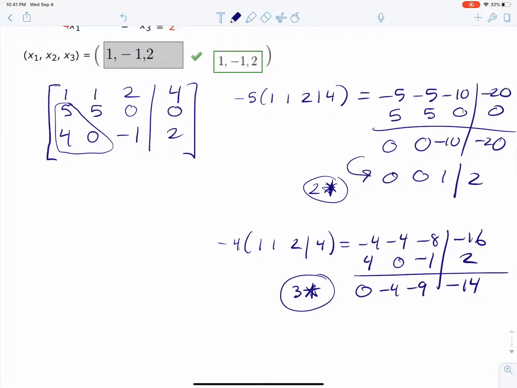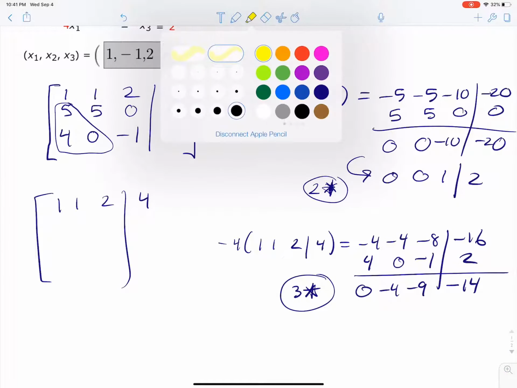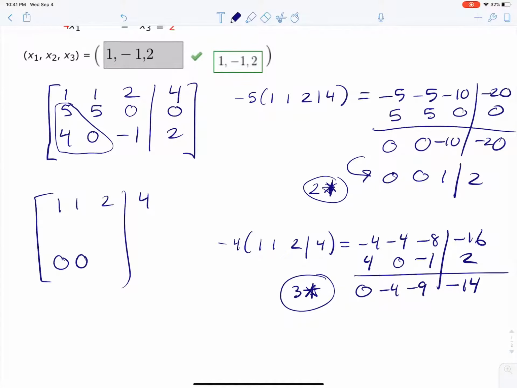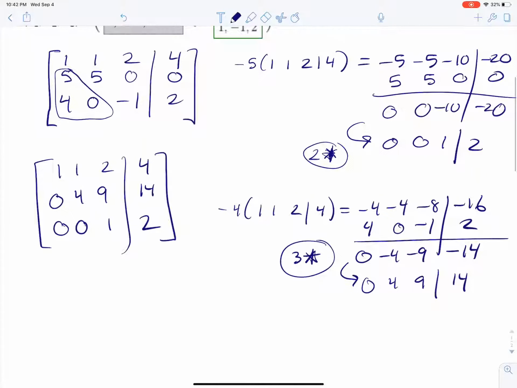I'm going to rewrite the matrix. 1, 1, 2. Oops, messed that line up. I'm going to switch the rows. I'm going to do this 1, 1, 2, and then I'll do 0, 4, 9, 14. I can at least multiply this by negative 1, right? So now I see how I switched rows 2 and 3 because I wanted to get an upper triangular matrix where all of those are 0.